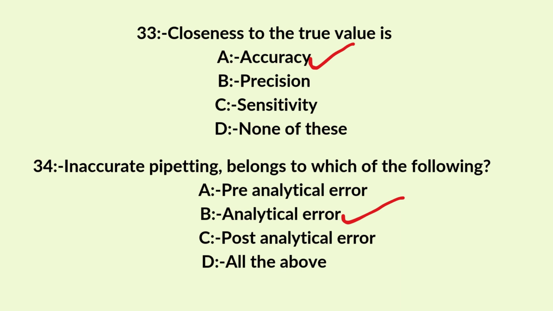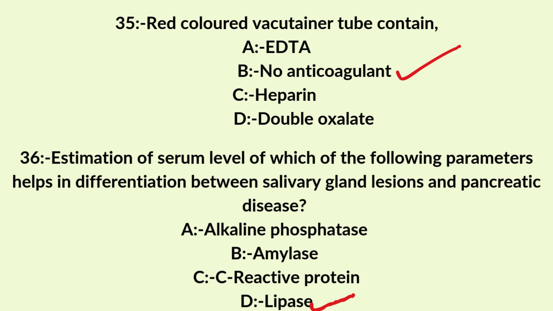Next question, inaccurate pipetting belongs to which of the following? Options: pre-analytical error, analytical error, post-analytical error, all the above. Answer is analytical error. Next one, red colored vacutainer tube contains, options: EDTA, no anticoagulant, heparin, double oxalate. Answer is option B, no anticoagulant. So, red colored vacutainer tube means there will be no anticoagulant in that tube.